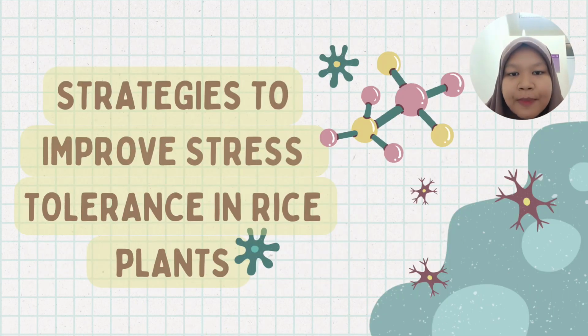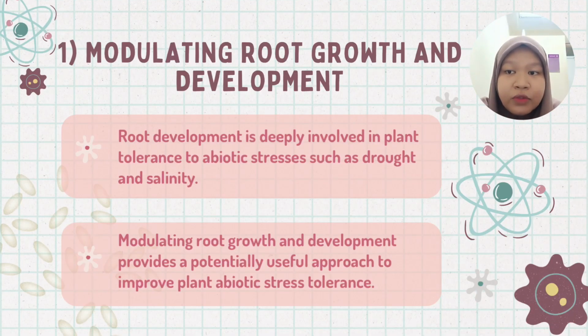Okay, for the next part, strategies to improve stress tolerance in rice plants. The first one is modulating root growth and development. Root development is deeply involved in plant tolerance to abiotic stress such as drought and salinity. Modulating root growth and development provides a potentially useful approach to improve plant abiotic stress tolerance.